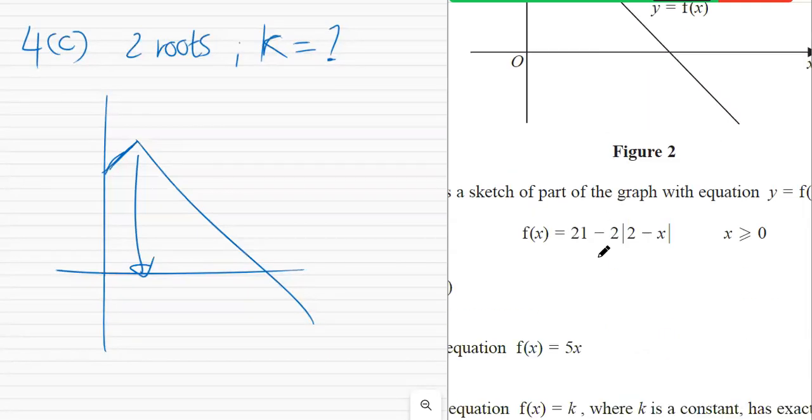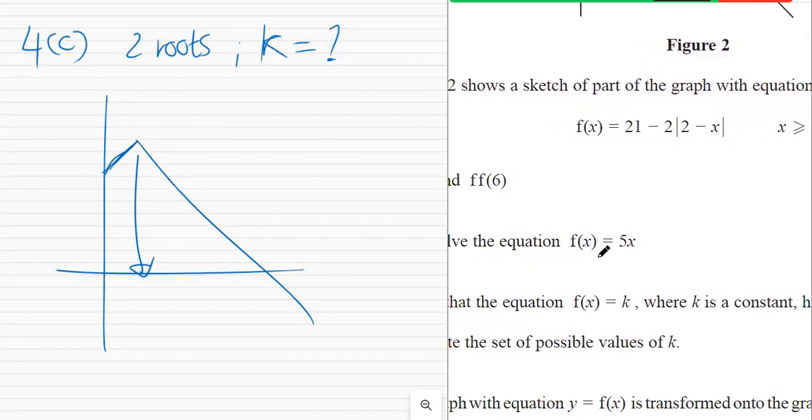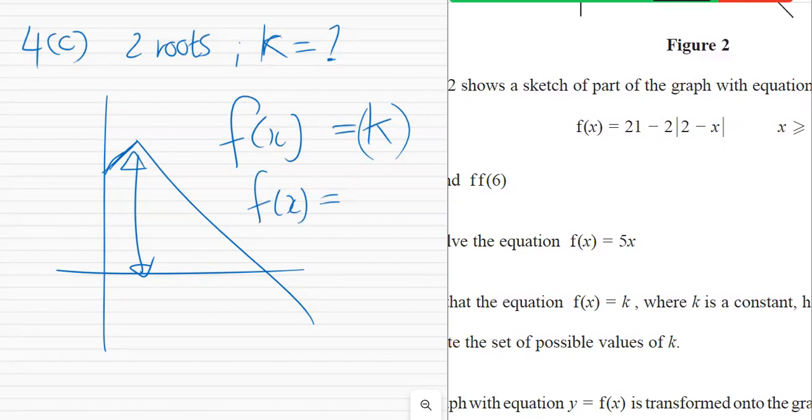So the question asked, f of x equal to k. So we're saying some sort of k value is going to bring it up or down. Another way of looking at it is this, f of x minus k equals 0. So some sort of k value is going to bring the whole graph up or down, and they're asking which one will make sure that it only cuts the axis twice.